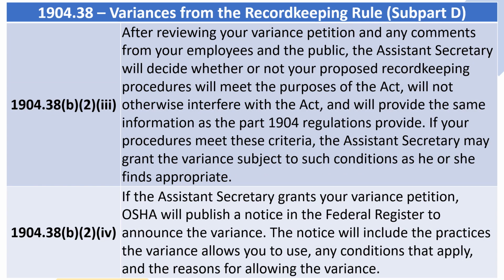After reviewing your variance petition and any comments from your employees and the public, the Assistant Secretary will decide whether or not your proposed record-keeping procedures will meet the purposes of the Act, will not otherwise interfere with the Act, and will provide the same information as the Part 1904 regulations provide. If your procedures meet these criteria, the Assistant Secretary may grant the variance subject to such conditions as he or she finds appropriate. If the Assistant Secretary grants your variance petition, OSHA will publish a notice in the Federal Register to announce the variance. The notice will include the practices the variance allows you to use, any conditions that apply, and the reasons for allowing the variance.